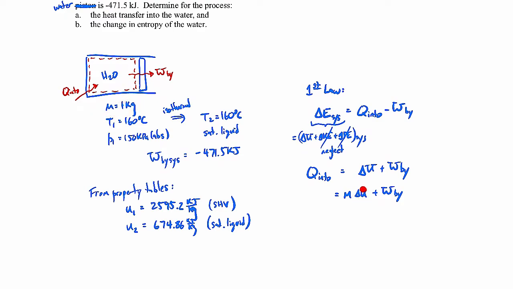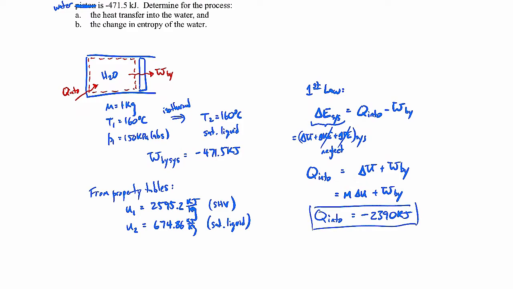The change in specific internal energy, we just calculated those, so it would be U2 minus U1. And the work done by the system were given as well in the problem statement. We can plug these values in, and what you'll get ultimately is the heat transfer into the system is minus 2390 kilojoules.